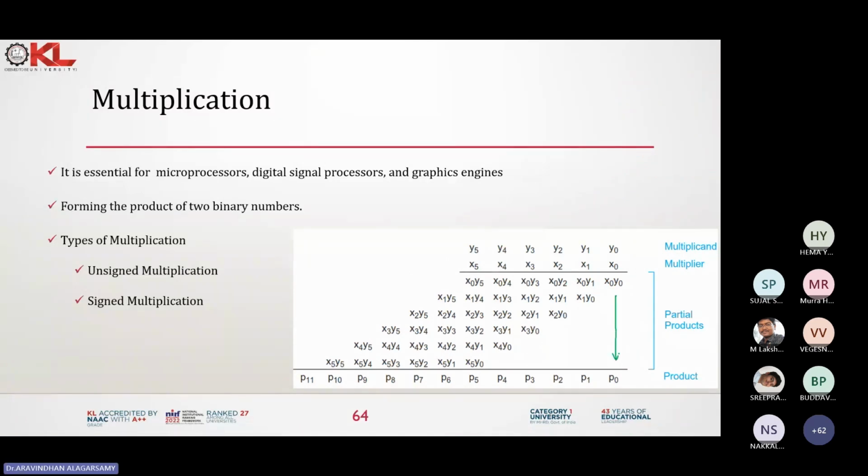So this will be taken as it is. P0 is nothing but x0 y0. Then by adding these two, we will get product 1. I will add these 3, I will get product 2. I will add all of these, product 3, then product 4, product 5, product 6, product 7, product 8, product 9, product 10. And this may provide some carry, that's going to be product 11.